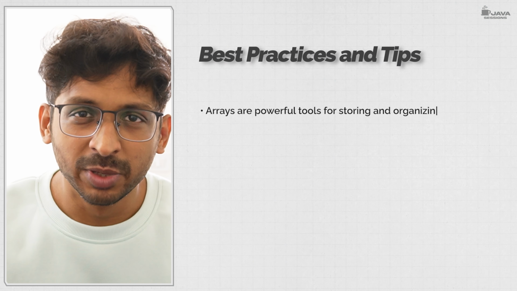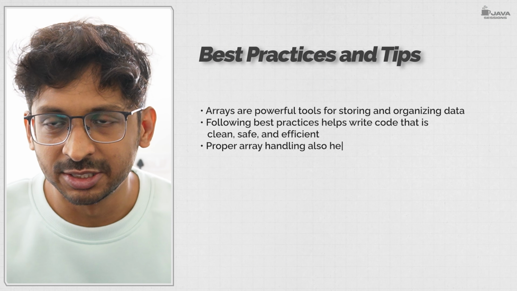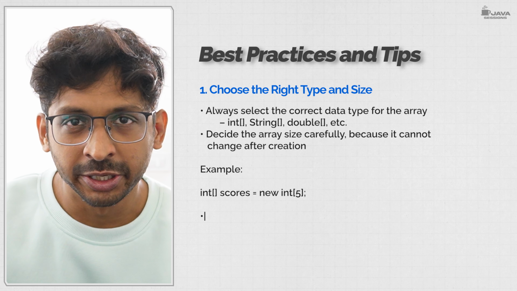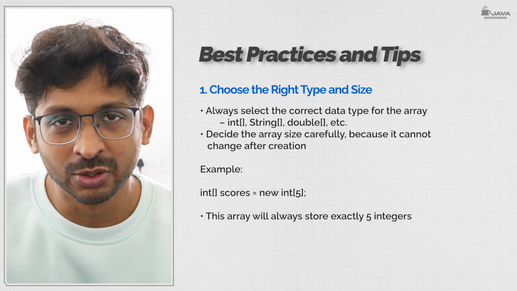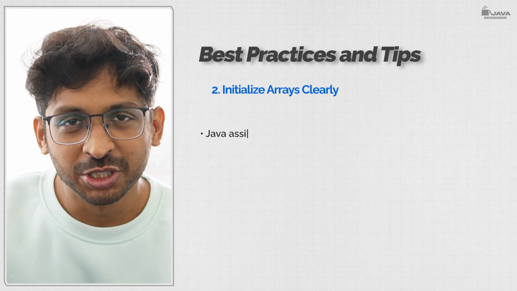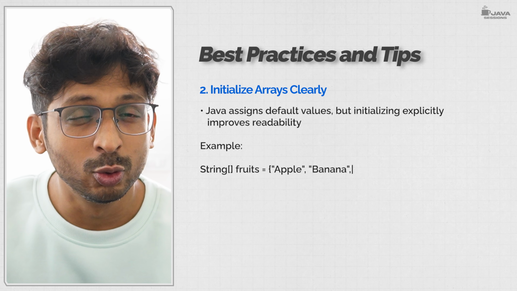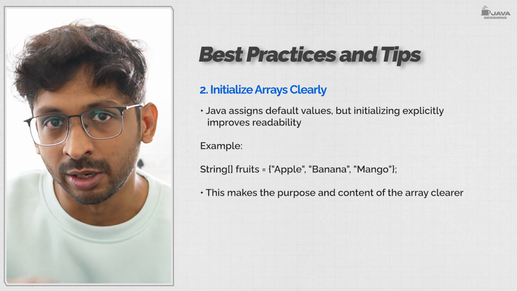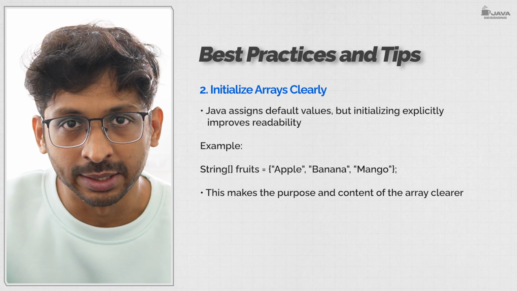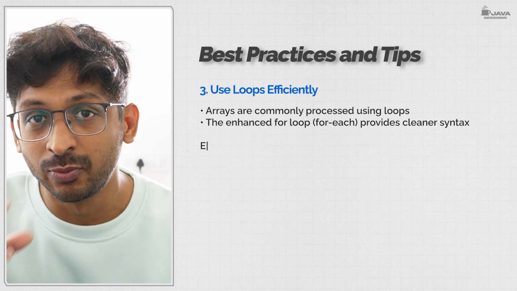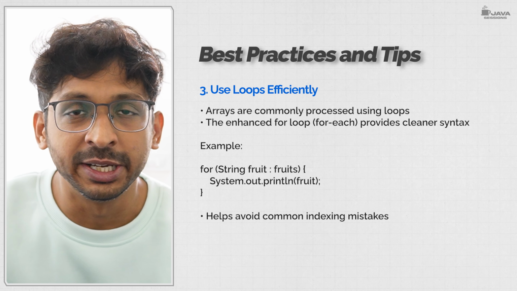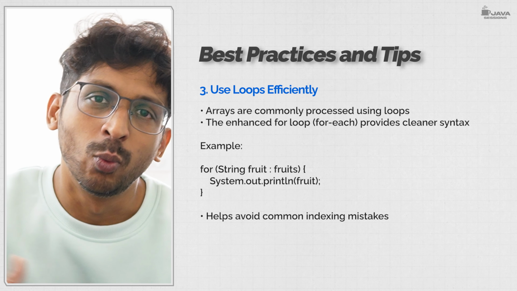Let's quickly go through some of the best practices and tips while working with arrays in Java. Pick the right type and the size. That is, choose the correct data type for your array and decide the size of array very wisely, because once the size is set, you cannot change it until and unless you're using an array list for it. Initialize your arrays with meaningful values. Even though Java is gonna provide default values to an uninitialized array, it's always a good practice to initialize your array with some values whenever you can. You can go with the enhanced for loop, that is the for each loop, while working with arrays or array list. This can help avoid common indexing problems which you might encounter while working with arrays.